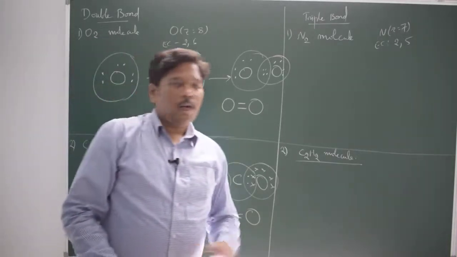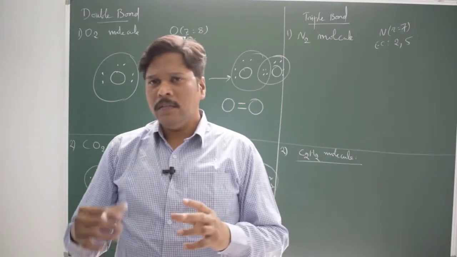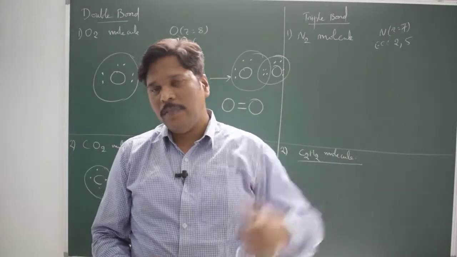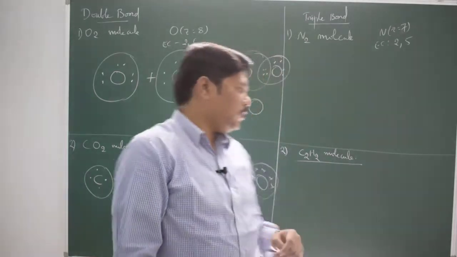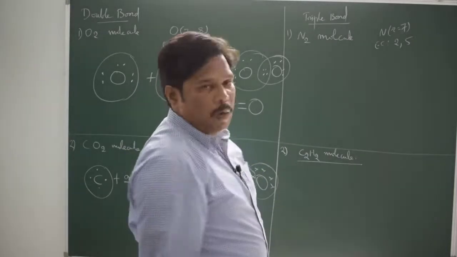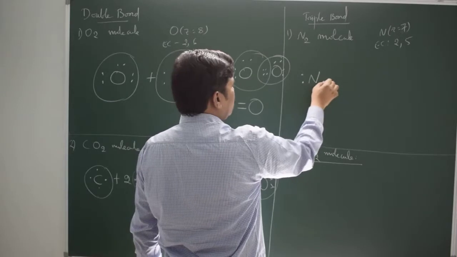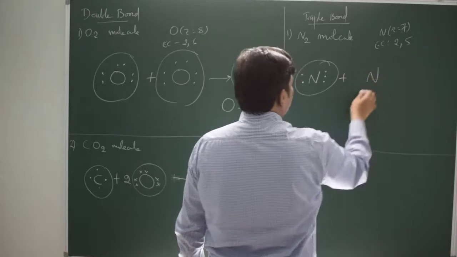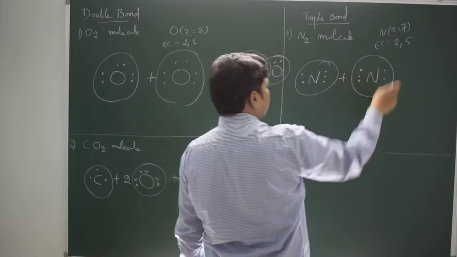So if we go for a triple bond, the formation of the nitrogen molecule: now 3 electrons of each atom are shared with 3 electrons of another atom. So we will have 3 shared pairs of electrons. For the nitrogen molecule, the atomic number of nitrogen is 7, electronic configuration 2, 5. So I am going to represent these 5 electrons in the Lewis symbol: one, two, three, four, five, plus another nitrogen atom, one, two, three, one, two, three, four, five.